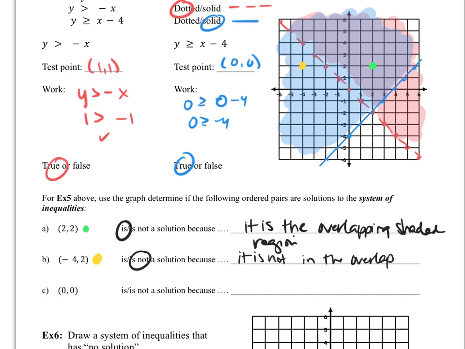And then my last one, 0, 0, is right here, right in the middle, which is in the blue, but unfortunately it's on the red line, and so that's actually still not going to be a solution because it's on a dotted line. It could be a solution as long as the red line was solid, but since it's dotted, it's not going to be a solution.